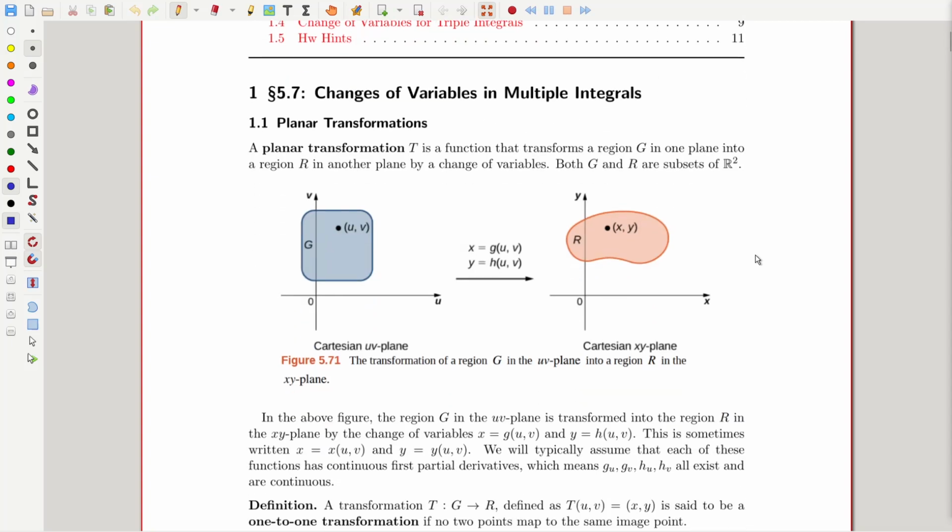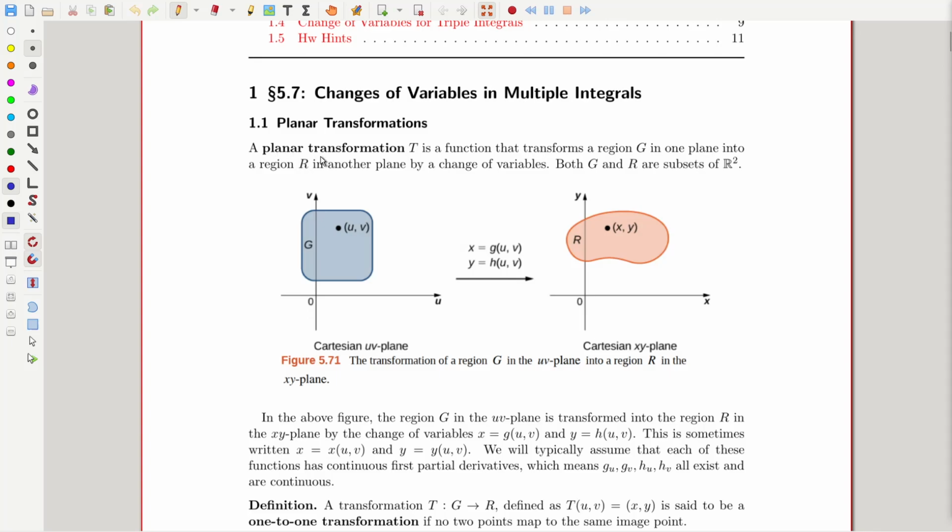So the first thing here, we're defining this abstract idea of transforming one region into another region. You can see that in this picture, the region in the UV plane is somewhat simpler to describe than the region in this XY plane. This region is called G and this region is called R, and this map, which would be called T, is a transformation.